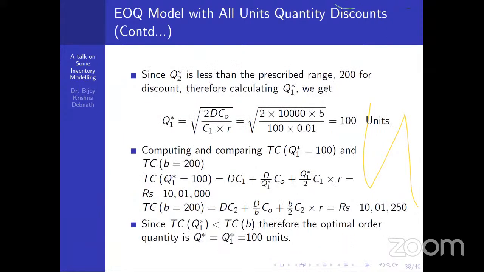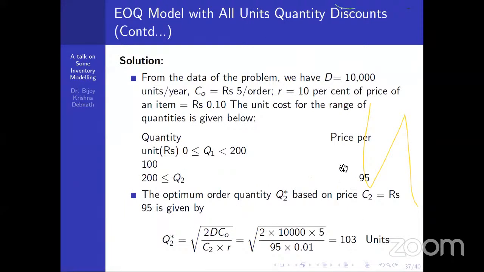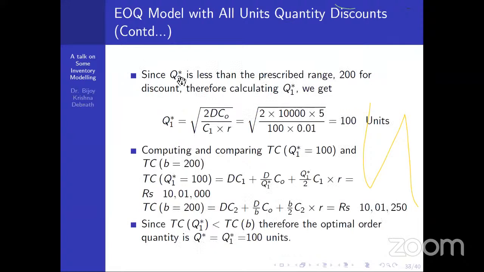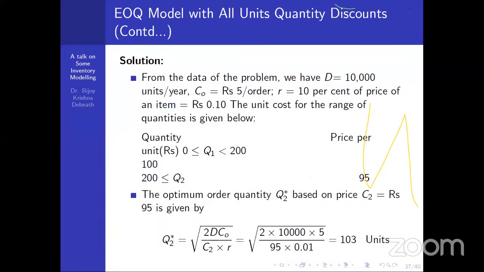103 units. That means now you see, 103 units means what? It is lying in this portion, no? 103 units is lying in this portion. Now, by the algorithm, Q2 star is less than the prescribed range. That means it is not always. So you might see that this is a common phenomenon. You might see that you should not always buy within a certain range, no?